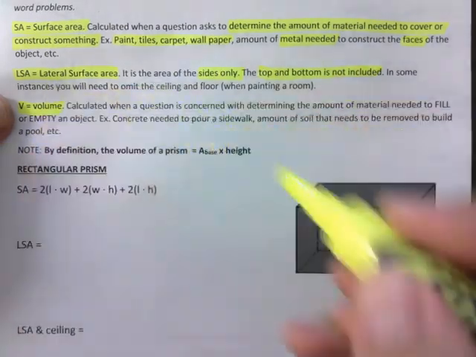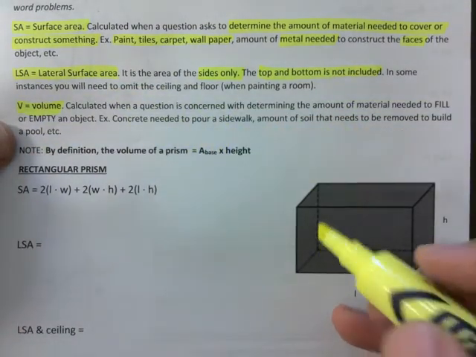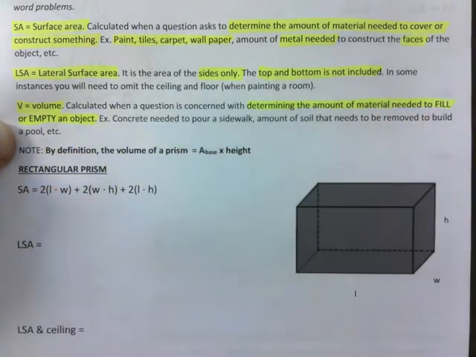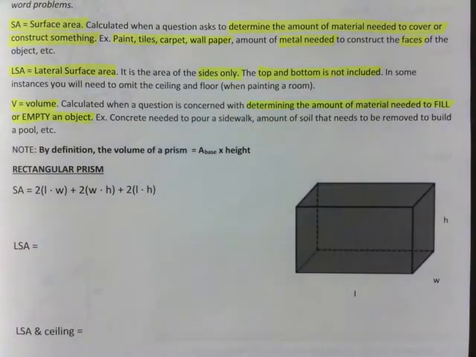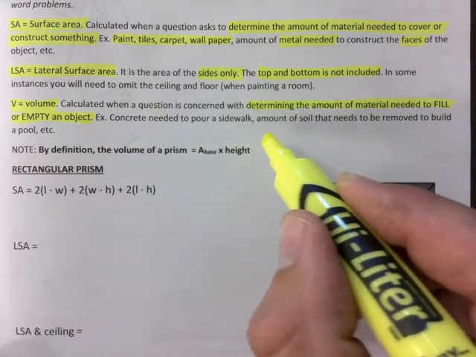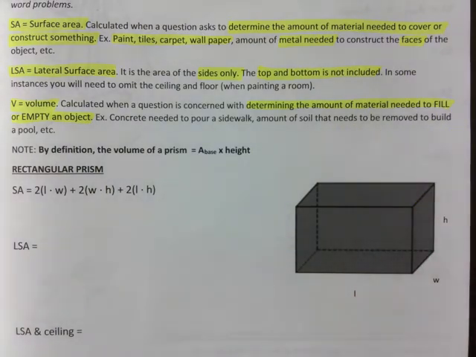V obviously stands for volume. It's calculated when you want to determine the amount of material needed to fill or empty an object. So if you build a swimming pool, they dig out soil, maybe a rectangular box or whatever, to later fill it with water. So we could ask you about concrete needed to pour a sidewalk, amount of soil that needs to be removed to build a pool, how much water you can fit in a fish tank, you name it.